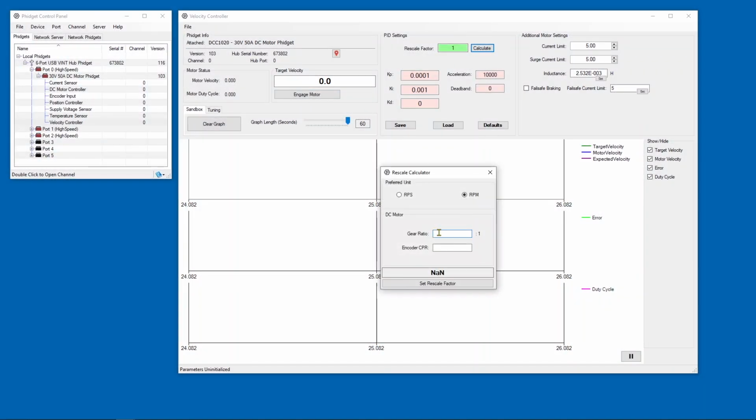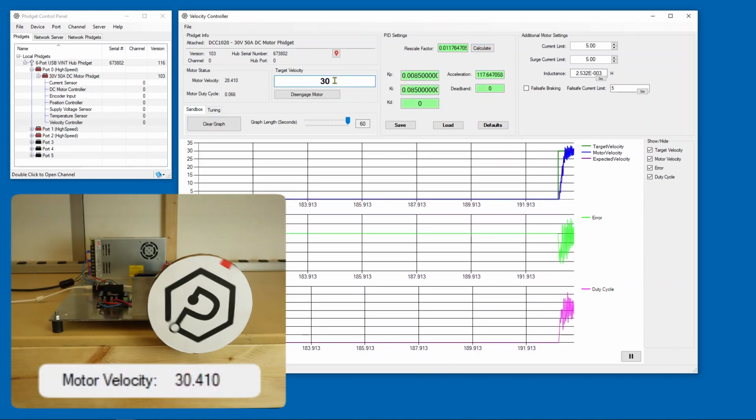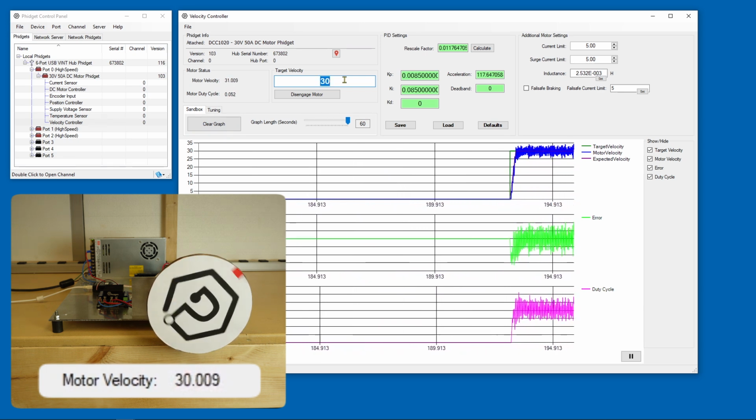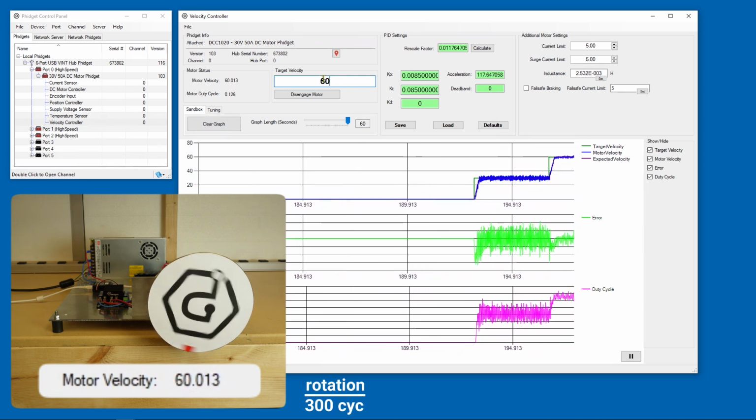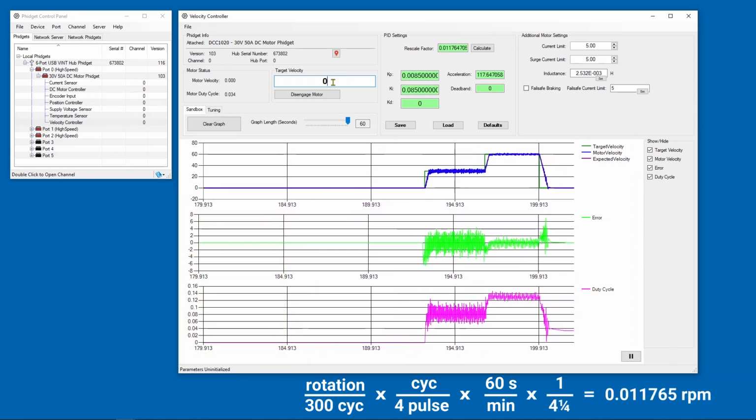In velocity controller mode, you can use the same technique to rescale velocity in RPM. The manual calculation is similar to the previous example. 300 cycles per rotation, 4 pulses per cycle, 60 seconds per minute, and then divide by the gearbox ratio.